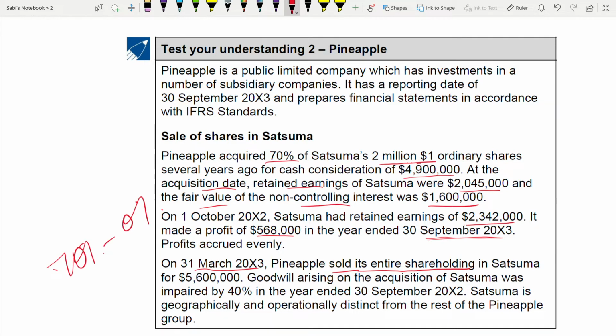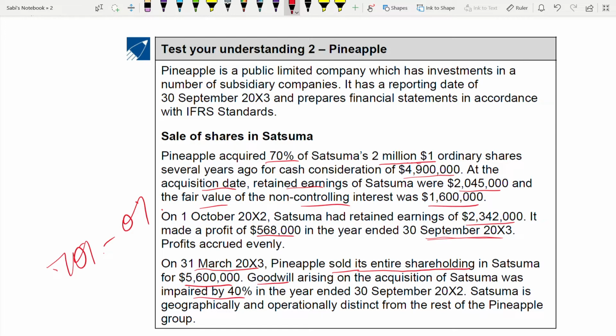That means they are losing the control. It will be no longer a subsidiary. That means you cannot consolidate for the last 6 months. You can only consolidate for the first 6 months. That is the meaning of this. For how much are you selling it? 5.6 million, the sale proceeds. Goodwill is impaired by 40%.